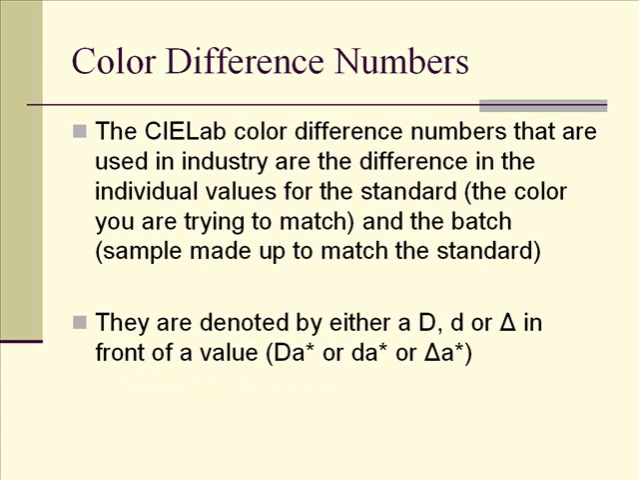The CIELAB color difference numbers that are used in industry are differences in the individual values for the standard, which is the color you're trying to match, and the batch, the sample you made up to match that standard. They're denoted by either a capital D, a small d, or a triangle in front of the value. So delta A can be expressed in any one of those three different ways. They all mean the same thing.